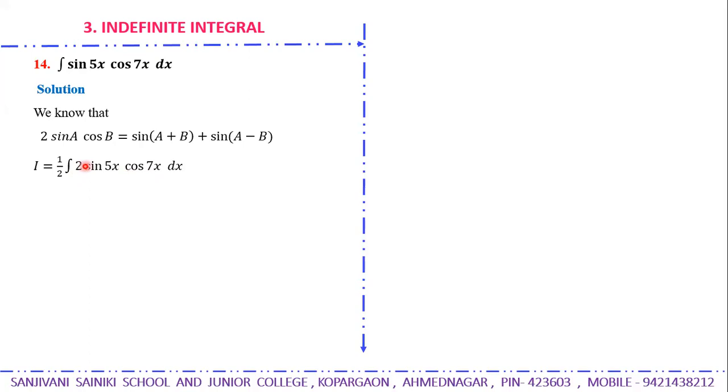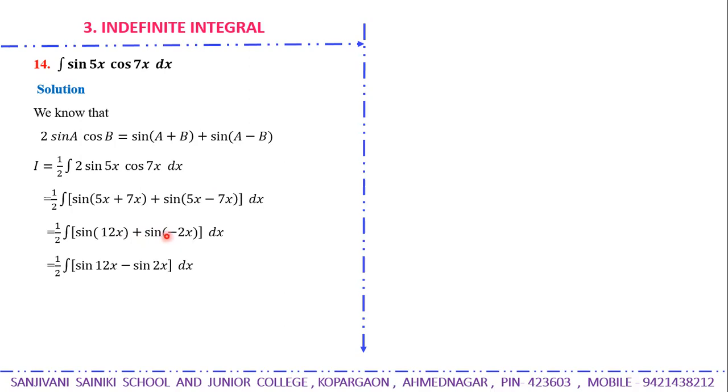What is the product of this function? You get sin of A plus B plus sin of A minus B. Sin A plus B means 5x plus 7x and sin A minus B means 5x minus 7x. So you get sin 12x plus sin minus 2x. But sin of minus theta is minus sin theta. So it becomes sin 12x minus sin 2x dx.